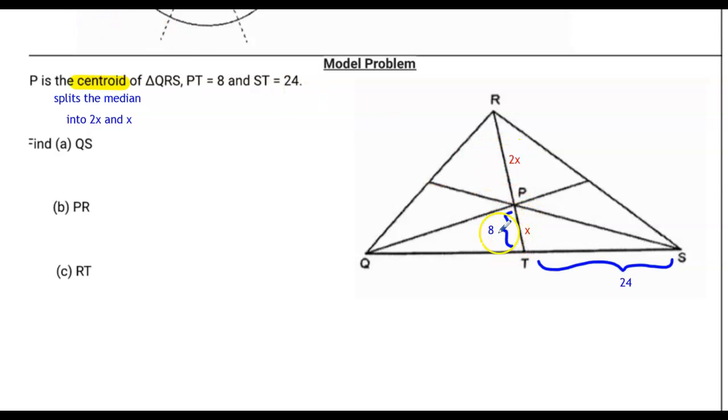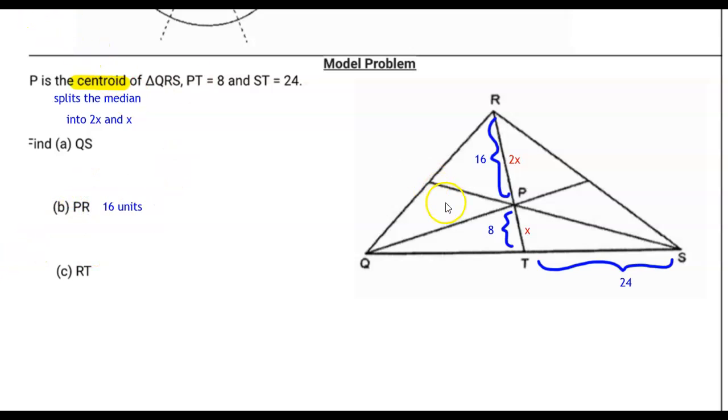So if I know that this part is 8, this part is going to be twice as big. So I can label this from R to P, that's 16. It's just twice as big as this part. Great. Now let's see, are we supposed to find RP? Looks like we are. So we know that PR, or RP, is equal to 16. What units? We're not told, so we can just say units.